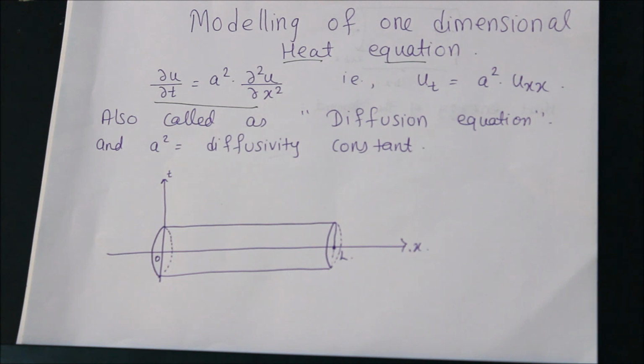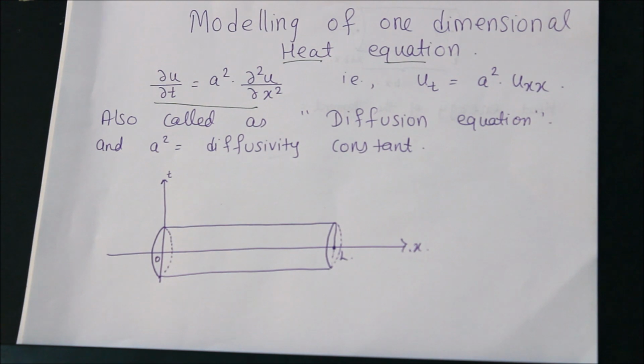So here x and t are the independent variables. If L is the length of the rod, then x will go from 0 to L, and t is the time parameter. And what is u? u is a variable which depends on x and t.